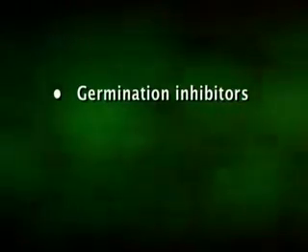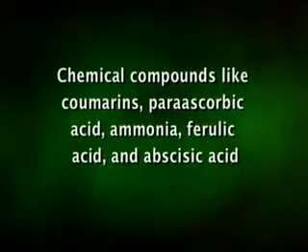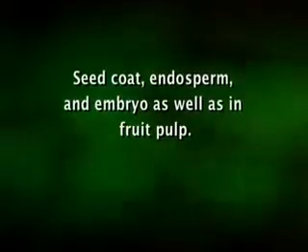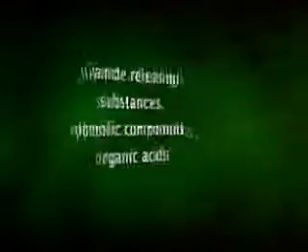Germination inhibitors can be the other reason. Some chemical compounds like coumarins, parasorbic acid, ammonia, ferulic acid and abscisic acid inhibit the plant growth in general and germination of seeds in particular. These natural germination inhibitors occur in seed coat, endosperm and embryo as well as in fruit pulp. Besides, cyanide releasing substances, phenolic compounds, organic acids, alkaloids and oils also inhibit seed germination. For a seed to germinate, leaching of these inhibitors or their sequestration is required. Non-dormant seeds may gain dormancy if they are kept under unfavorable conditions for a long time. Such dormancy is known as secondary dormancy.